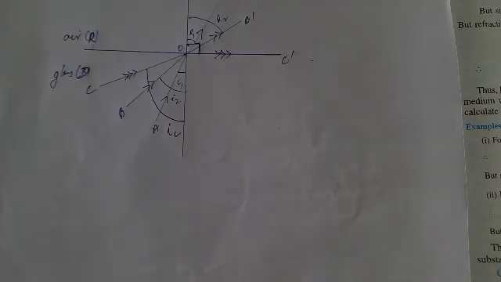Now these are the conditions, mind you. The ray of light must travel from a denser medium to a rarer medium, and the angle of refraction will be 90. That angle of incidence is called the critical angle of incidence.